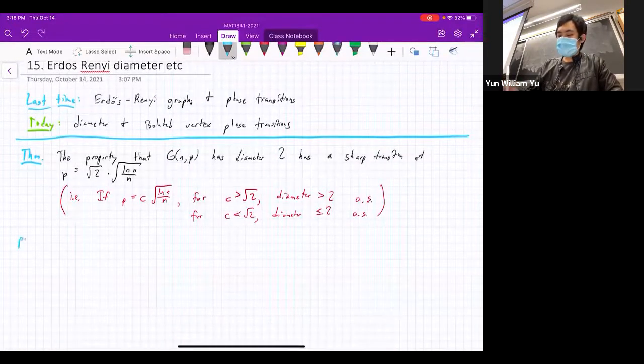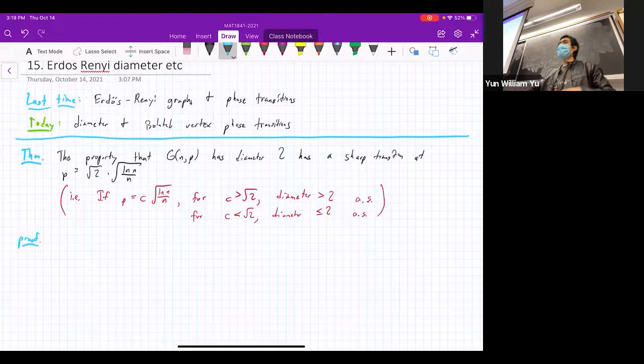So let's prove this. What is the general proof strategy? How did we prove stuff about triangles? Well, when we were trying to prove stuff about triangles, what we cared about was counting the number of triangles. We defined a random variable as the number of triangles, and asked whether a triangle exists. Can we do something similar for diameter 2? Can we count something and say that if these things exist, then your diameter isn't 2, and if these things don't exist, then your diameter is 2?